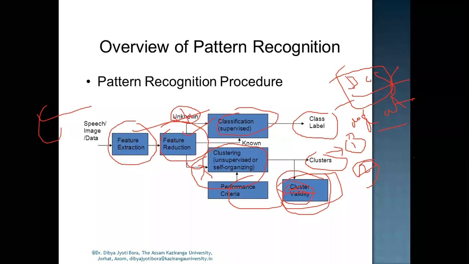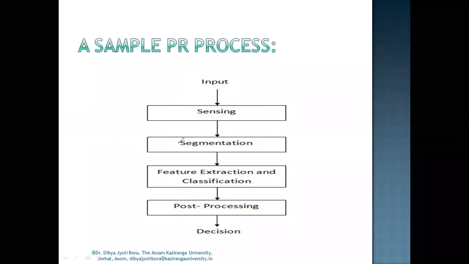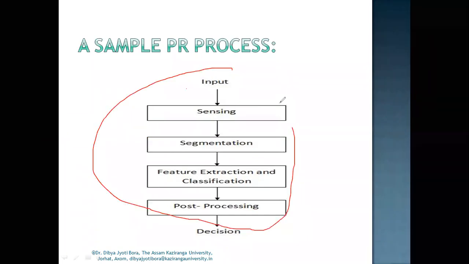So, let me clear this. This is one more diagram for a sample pattern recognition process. You see input, then sensing, then segmentation, then feature extraction and classification, then post-processing, then decision. And in my case, up to some extent, I followed this one.